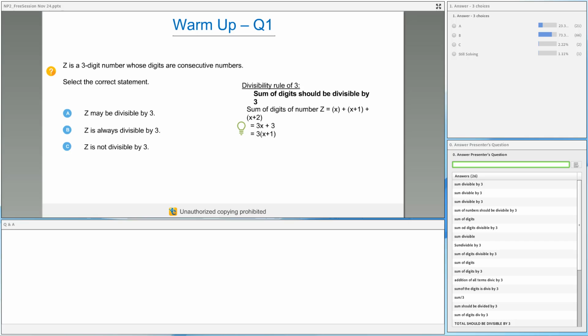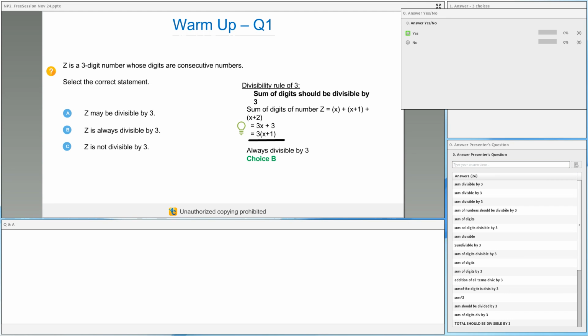which is nothing but 3 into x plus 1. Now since the sum of digits is a multiple of 3, I can see it is 3 into something. That is why we can confidently say that Z will always be divisible by 3, and hence the answer in this case will be option B. Kindly mark yes if this is perfectly clear.